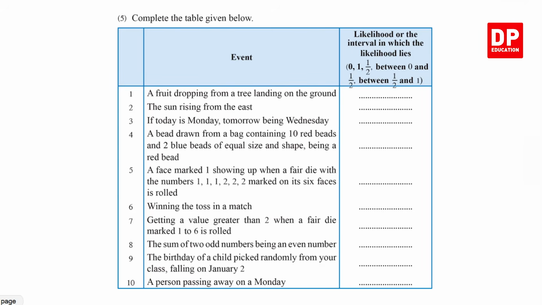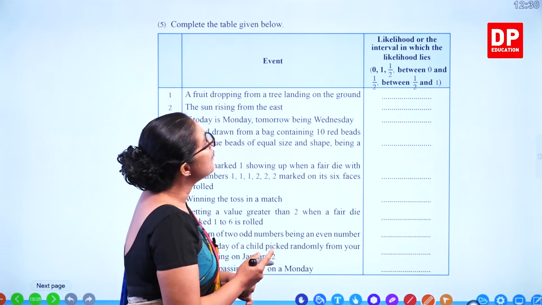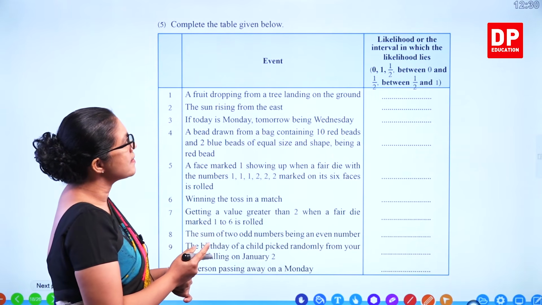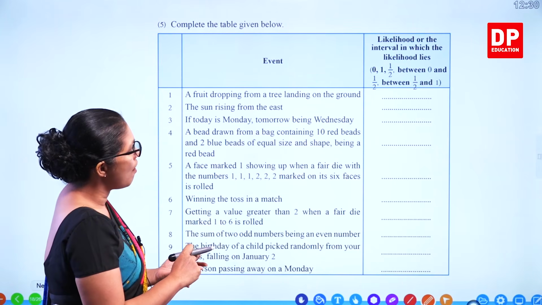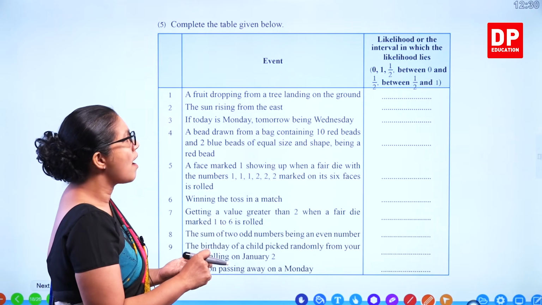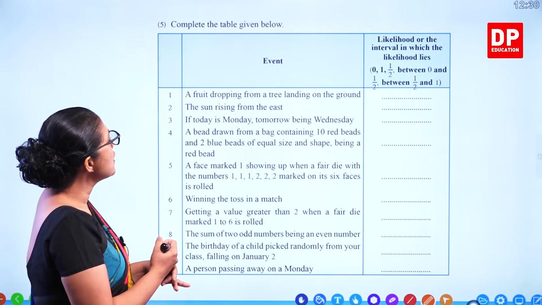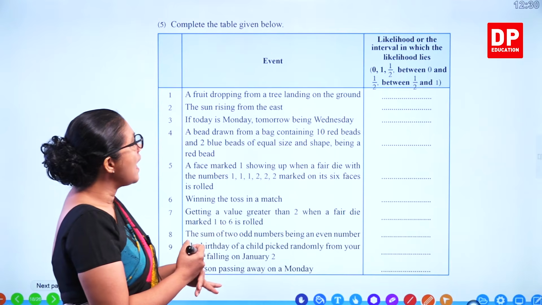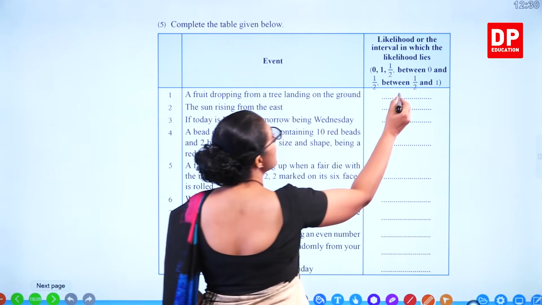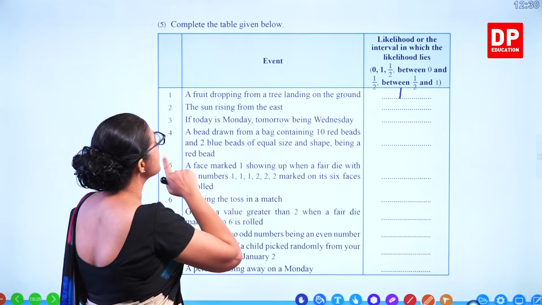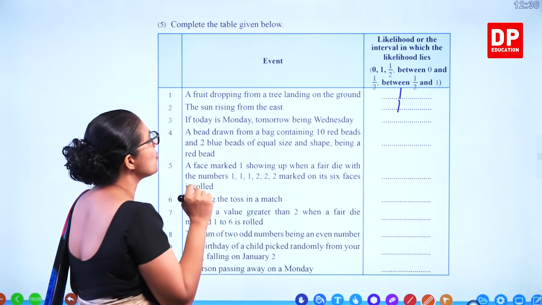Complete the table given below. You are asked to write down the likelihood, or the interval in which the likelihood lies, the chance of something happening: 0, 1, half, or between 0 and half, or between half and 1. A fruit dropping from a tree landing on the ground. That's definitely happening, so that's certain. That's 1. The sun rising from the east. That's also happening. That's true.